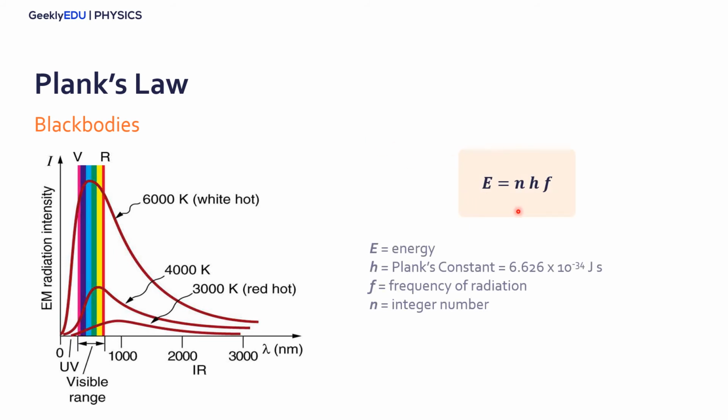It's simply saying that the energy emitted is an integer number times Planck's constant h times the frequency of radiation. So see now that he is associating what was known as a continuous thing, like energy, with the frequency of radiation. But the thing here is this integer number.